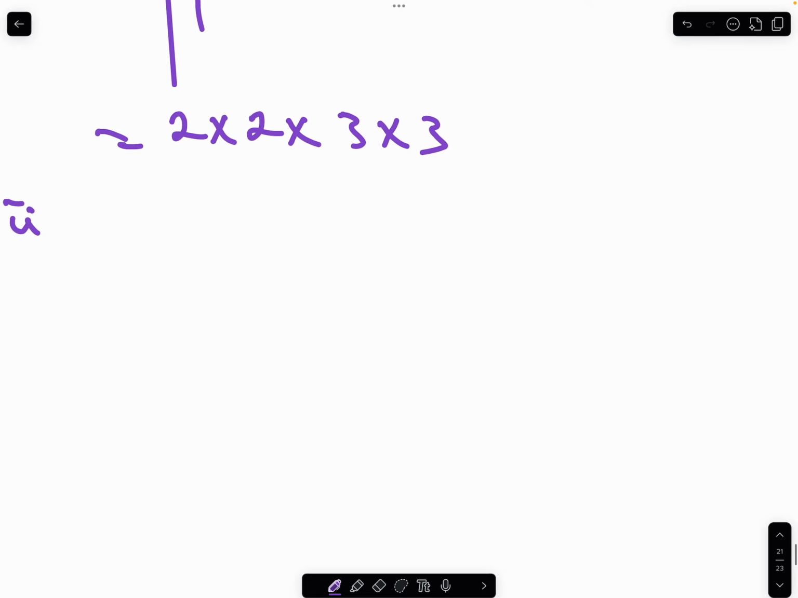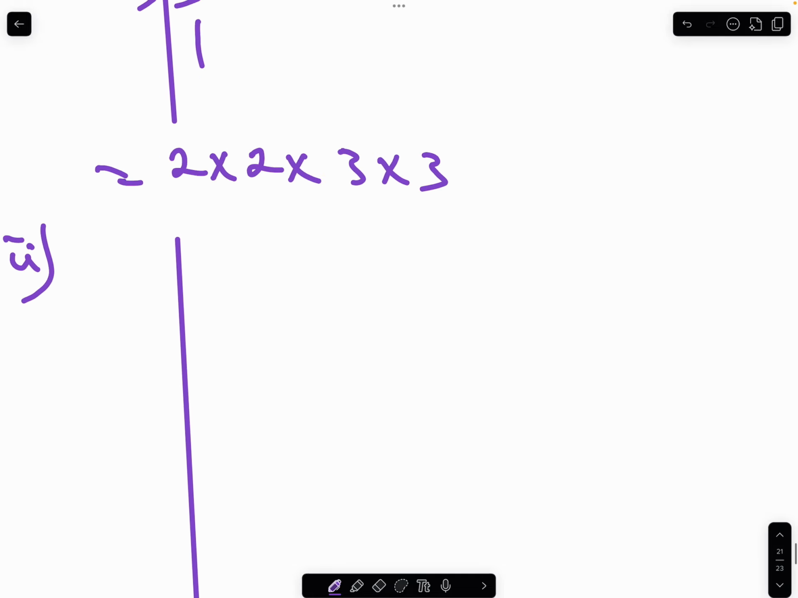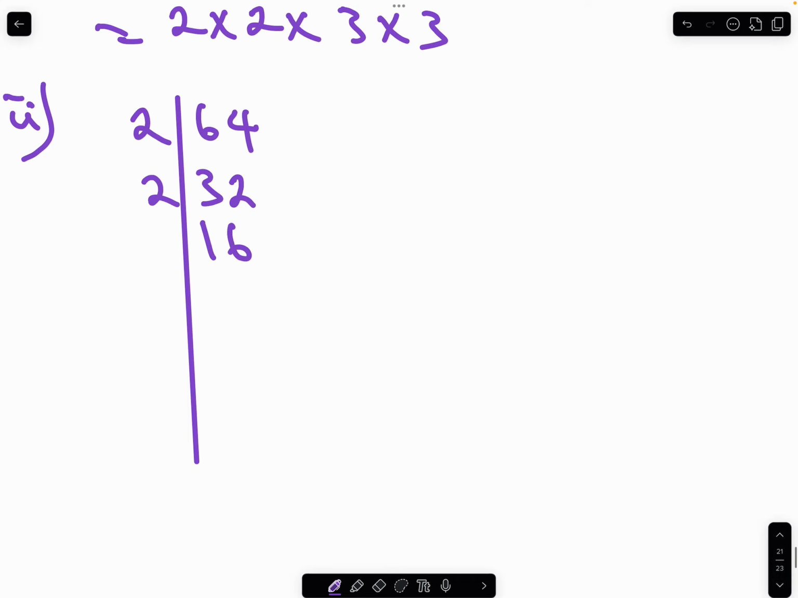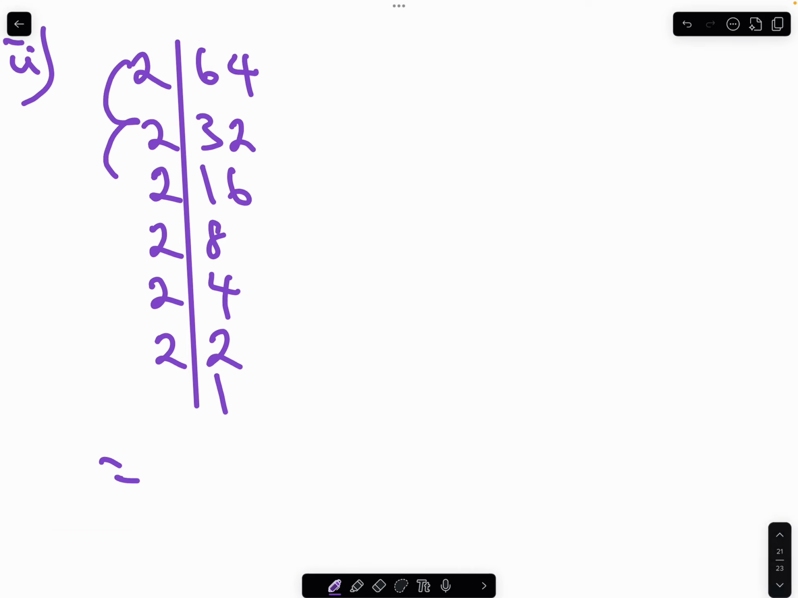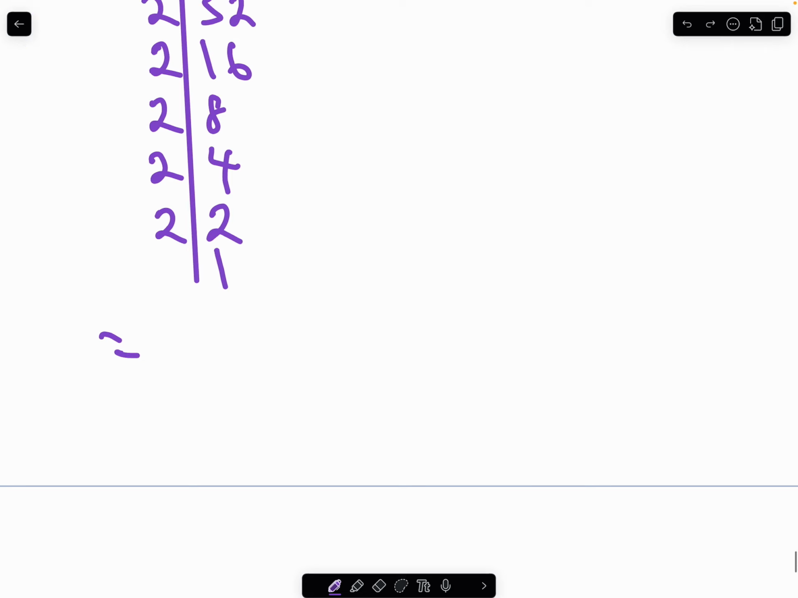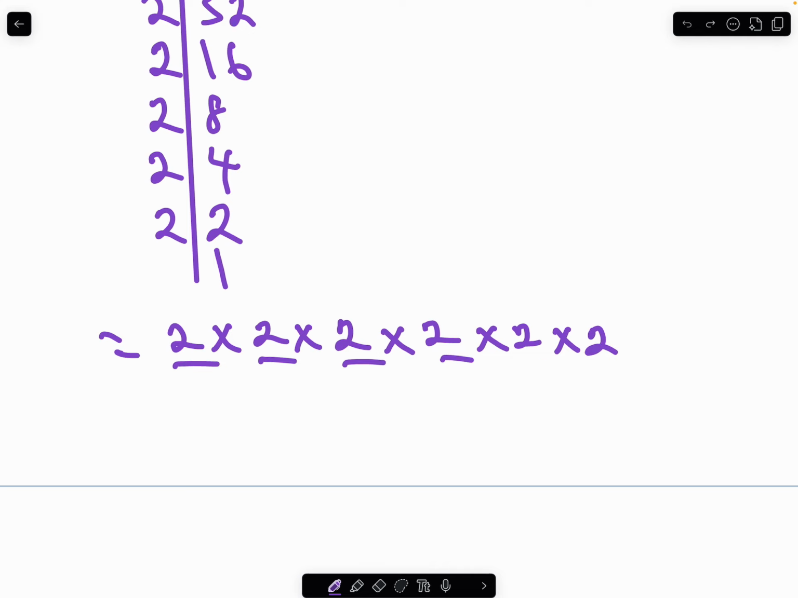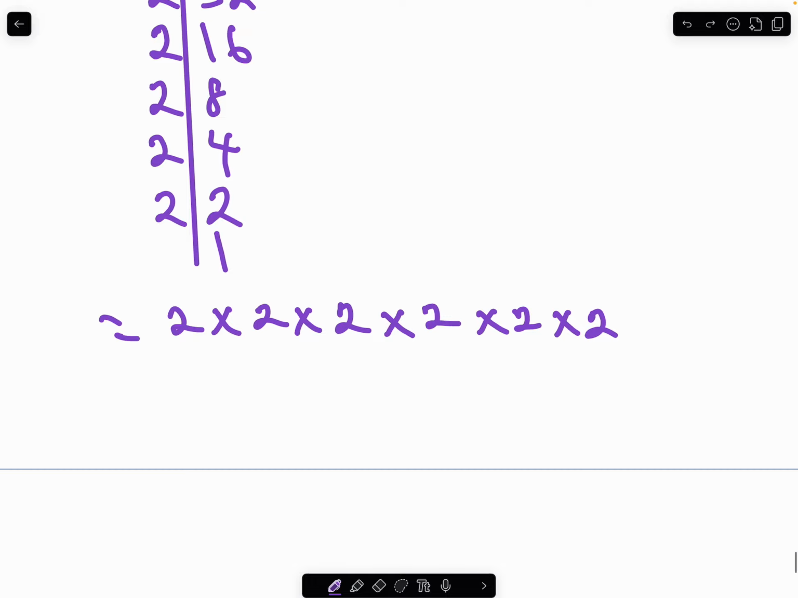Now to the next one, number 2. Express 64 as a product of its prime factors. 2 will divide it. 2 in 64 is 32. 2 in 32 is 16. 2 in 16 is 8. 2 in 8 is 4. 2 in 4 is 2. 2 in 2 is 1. So 64 as a product of its prime factors will be 2 times 2 times 2 times 2 times 2 times 2. How many 2s? 1, 2, 3, 4, 5, 6. That's correct.